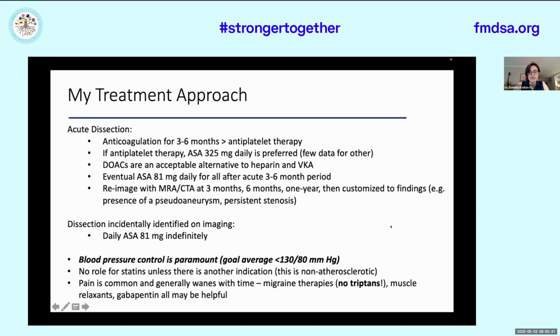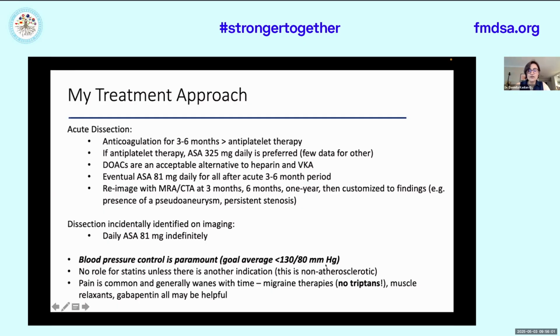Some other general things that are really important: blood pressure control, super important. And we want people to have their blood pressure below 130/80 most of the time. There's really no role for treatment of cholesterol plaque because this is not related to that. So we don't put people on cholesterol lowering medications unless they have another reason for it.